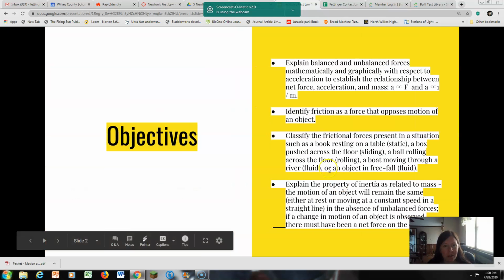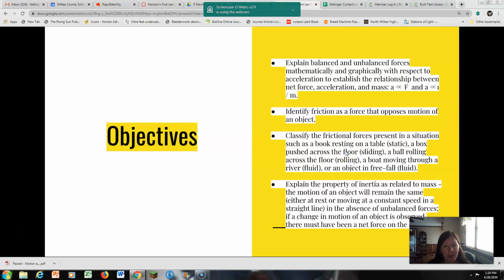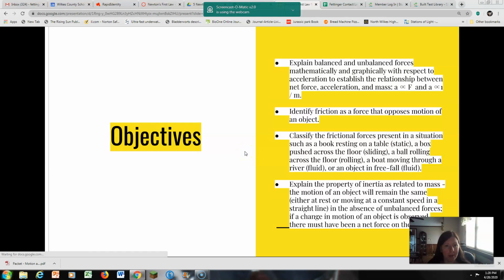Our objectives today are to look at balanced and unbalanced forces. We're going to look and talk a little bit about friction. There are 3 types. And we're also going to talk about what inertia is.